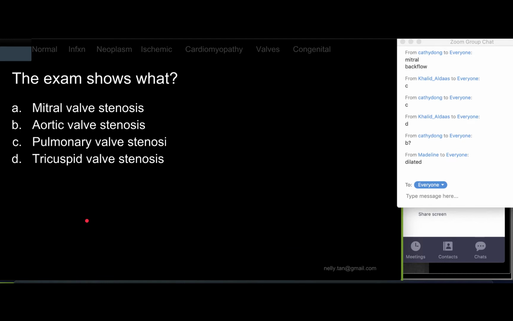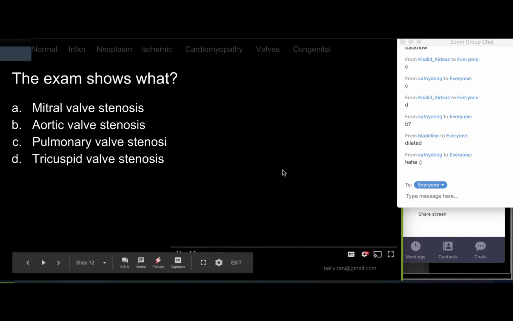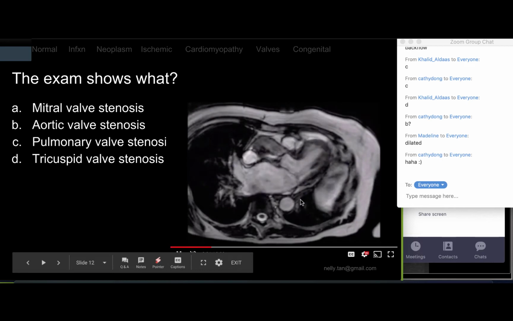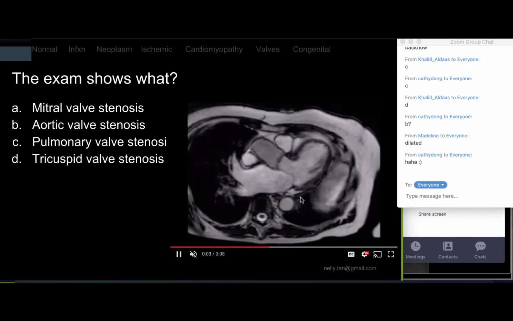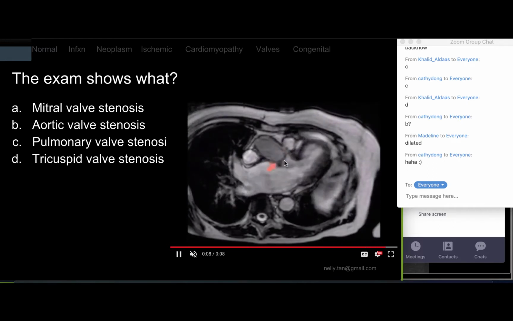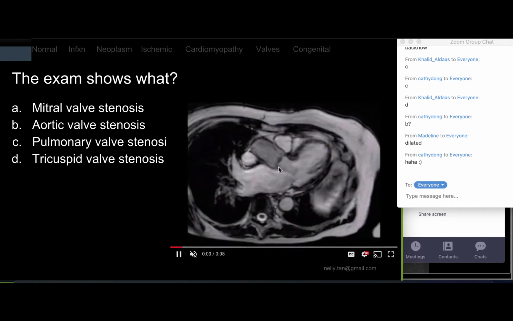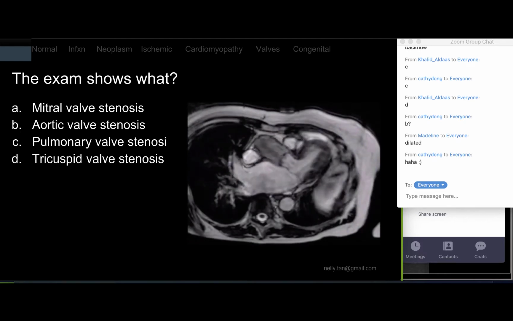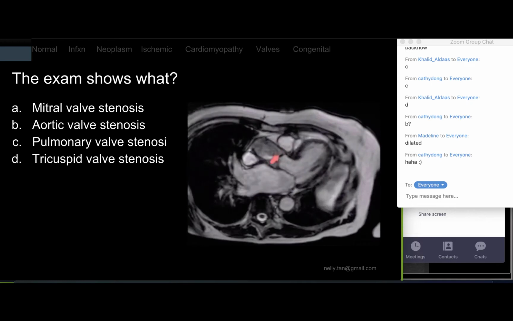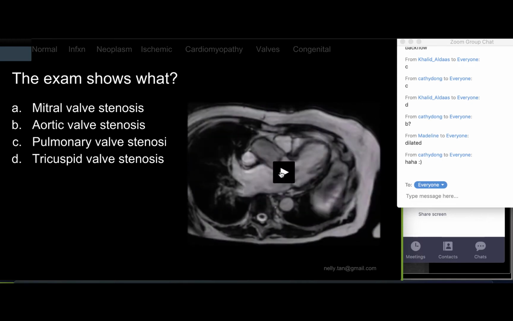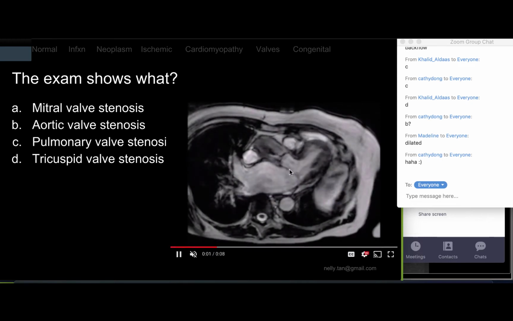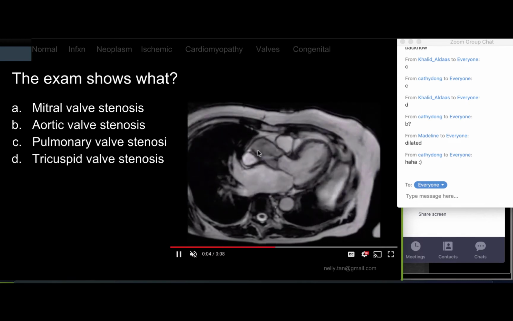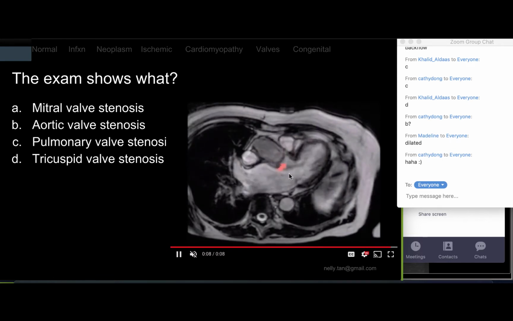Oh, the exam shows what? So this is another cardiac cine. So here is the left ventricle, the left atrium, and then this is the aortic valve, right there. So what do you see here? Good. And why do you see that? So when in systole, you're supposed to see a nice outflow, but instead, what do you see?